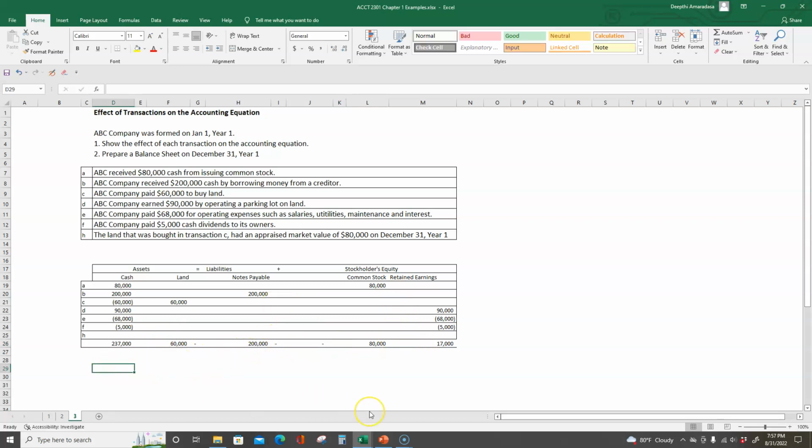So let's write out our accounting equation. What's our total assets? We've got two assets. We have land and cash. Let's look at the total of those two. It would be 237,000 plus 60,000. You add those two, that's your total assets. Your total assets are 297,000. Let's label it assets here.